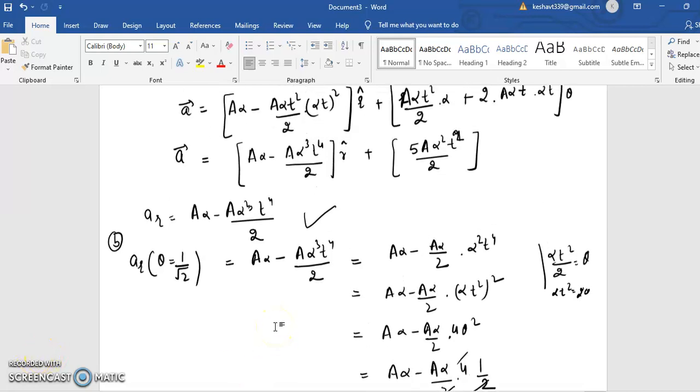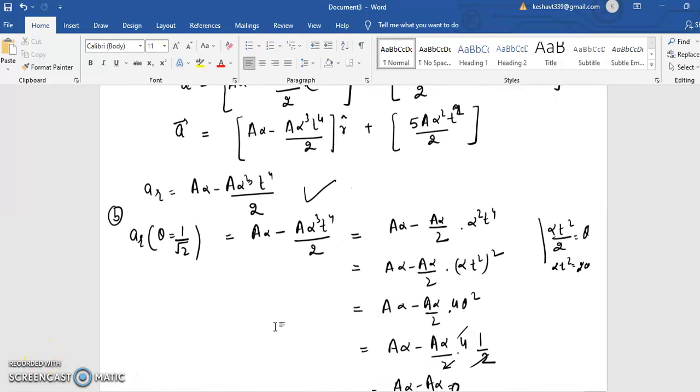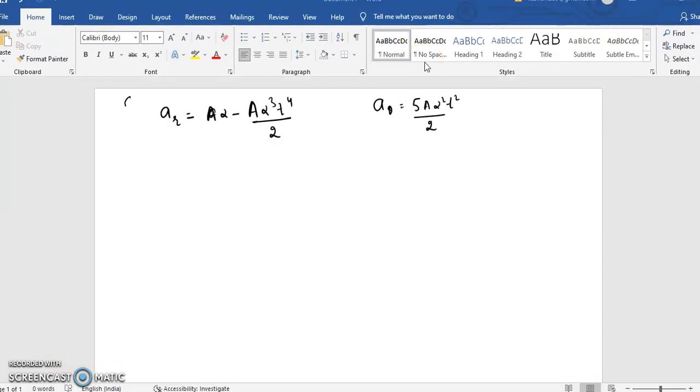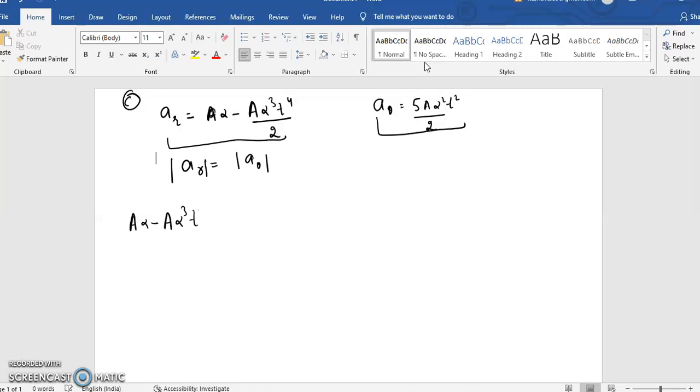So now let us do the c part, and for the c part let me write. I have written the expression for a r and a theta, and I have to find for what theta the magnitudes of radial acceleration and tangential acceleration are equal. So mod of a r, which is a alpha minus a alpha cube t power 4 upon 2, equals a theta, that is 5 a alpha square t square divided by 2.